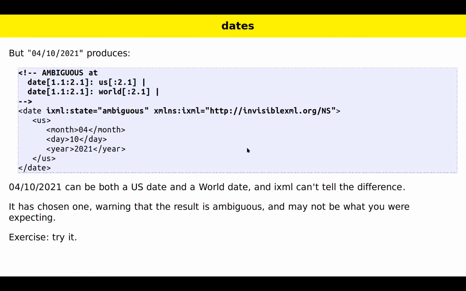I wonder if you might explain the square bracketed locations in the ambiguous message. Oh, well, this is not part of the spec, but I'm just giving a bit of extra help. So it says, in parsing a date between line 1, position 1 to line 2, position 1, it's discovered that the input can either be a production of US, or a production of world. So it's saying that date can produce US or world at that position.